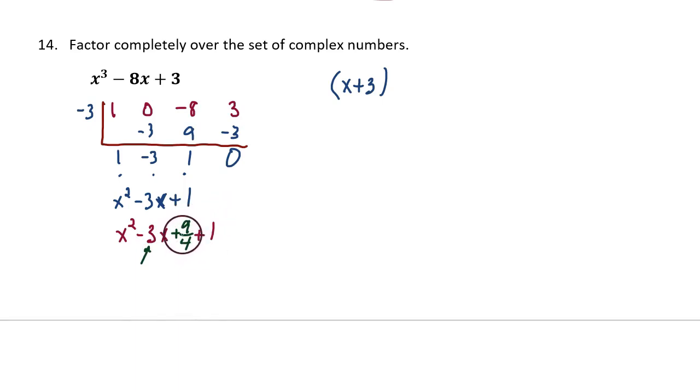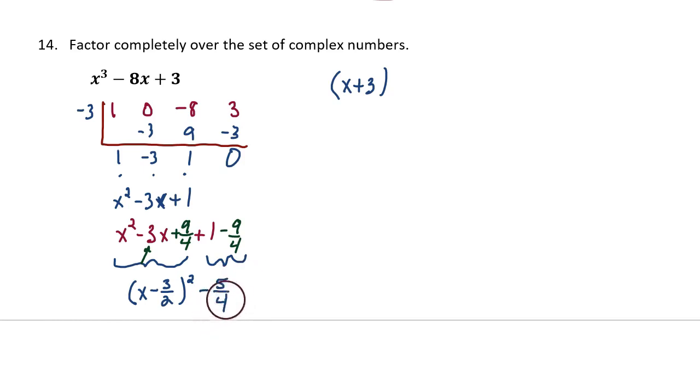Now when you fill in 9/4, you have to compensate by subtracting 9/4. Next up, these three terms right here are now a perfect square trinomial, and it factors as x minus 3/2 squared. Then these two constants can be combined together because they're like terms. That makes negative 5/4. The reason for doing that is we've now made a difference of squares, and we know how to factor a difference of squares.